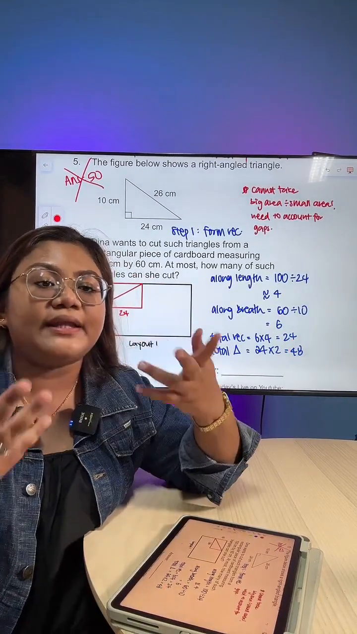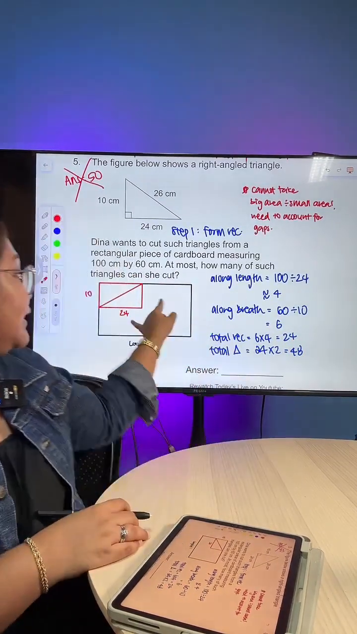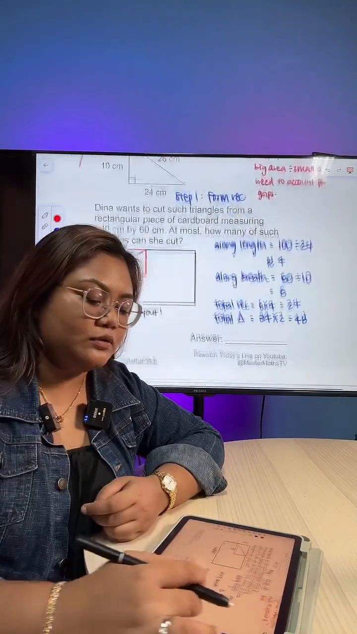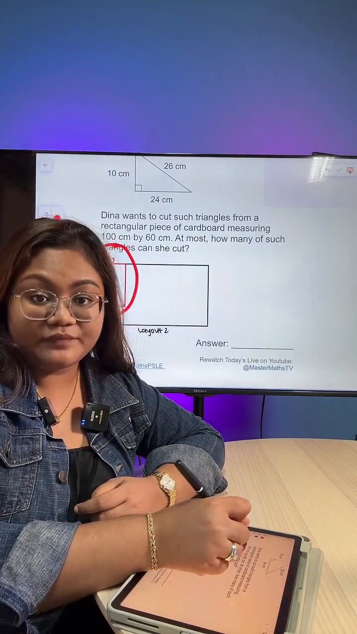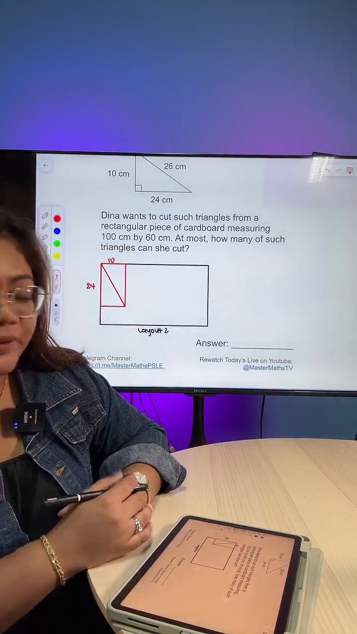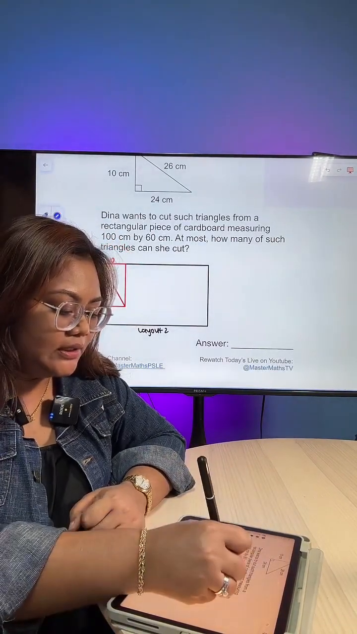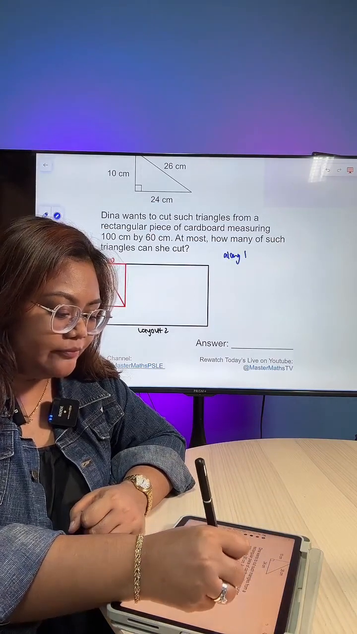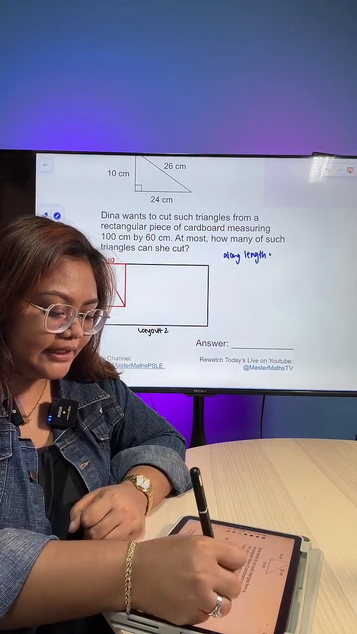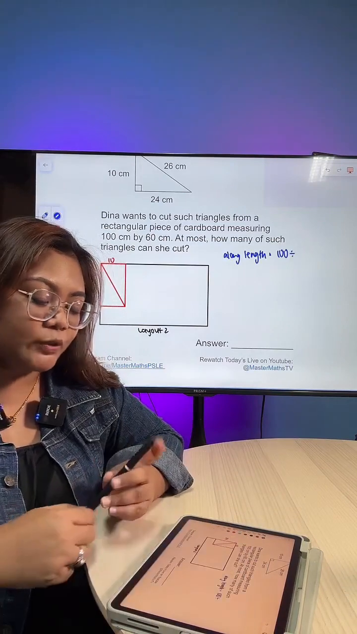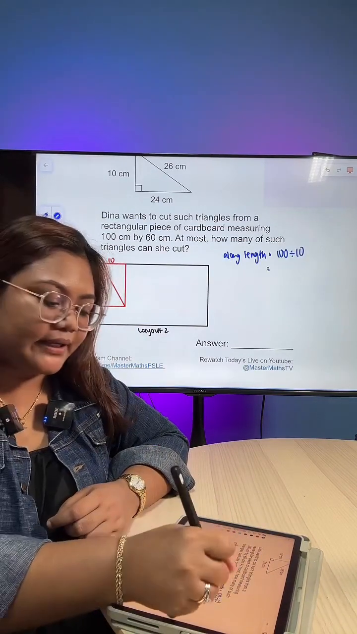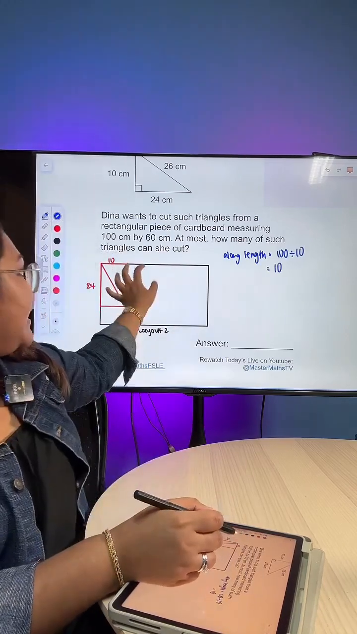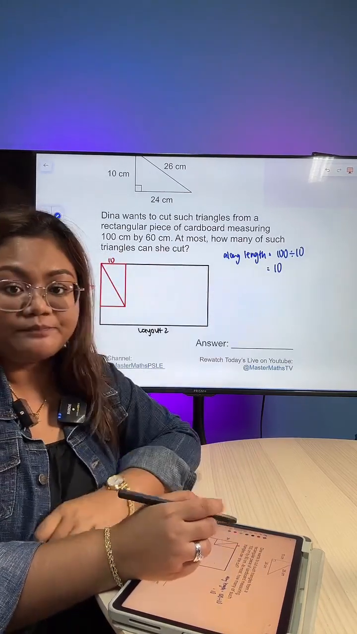You need to go and look at another layout. You can put it like this. You can also put it like this. Make sense? Now, if you do it this way, along the length, I have 100. This time round, I don't divide by 24. I divide by 10 instead, and I will get 10 pieces.